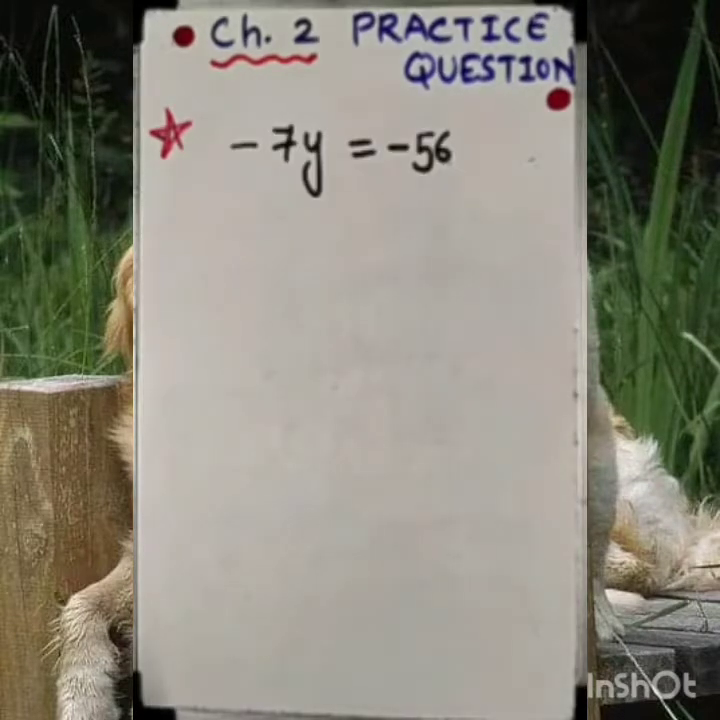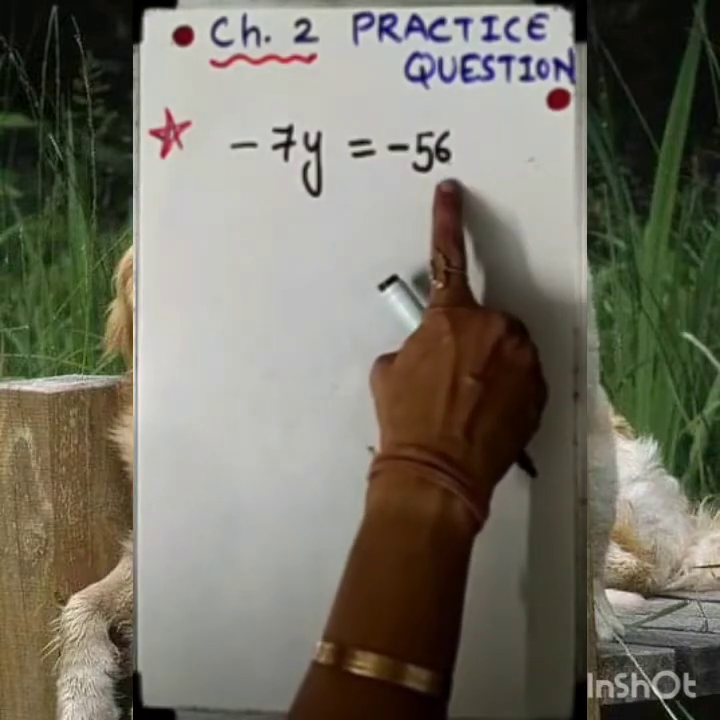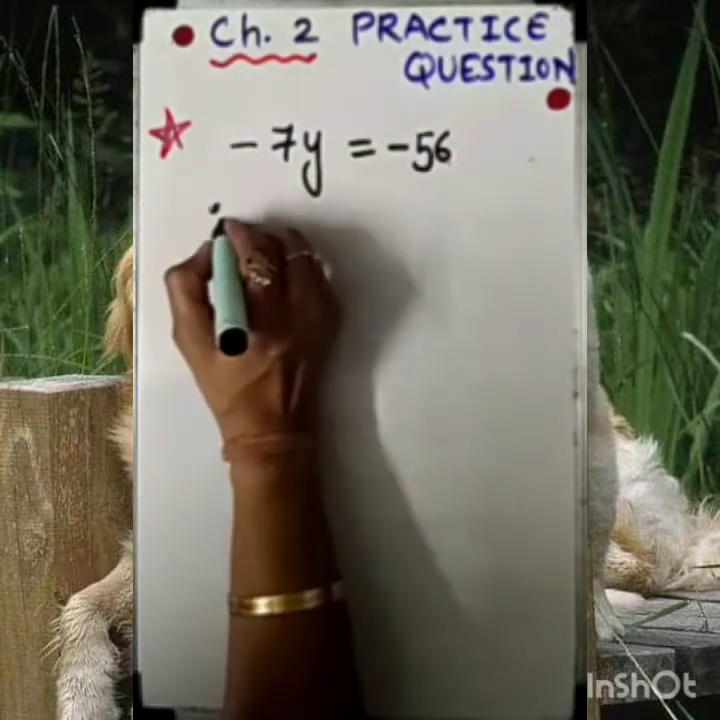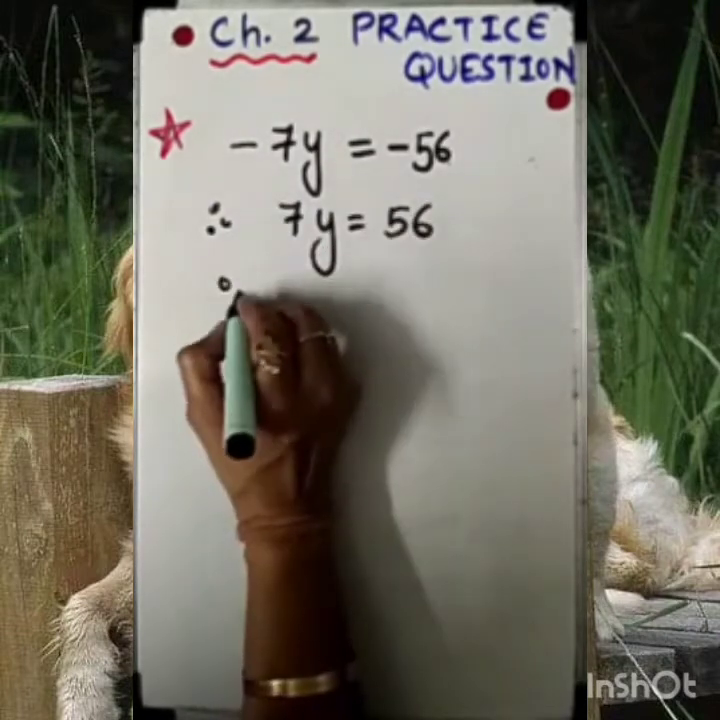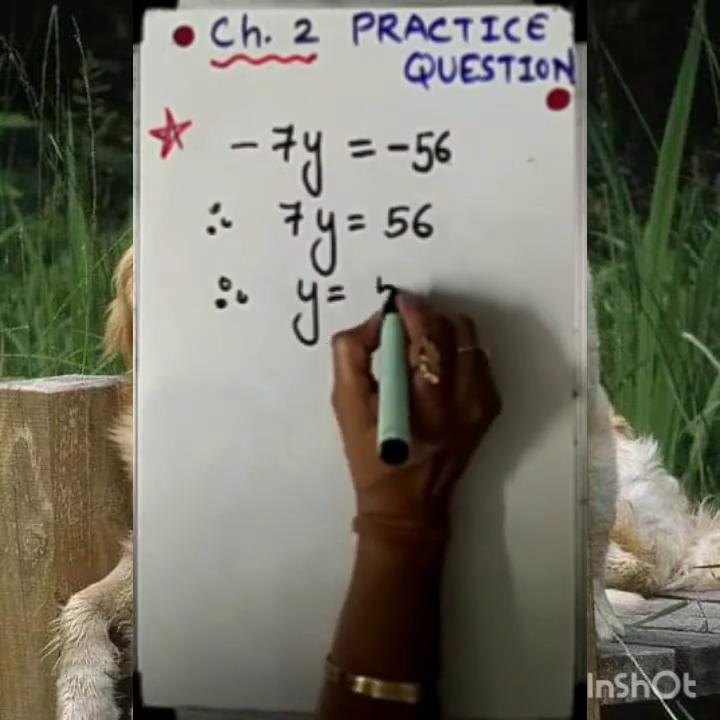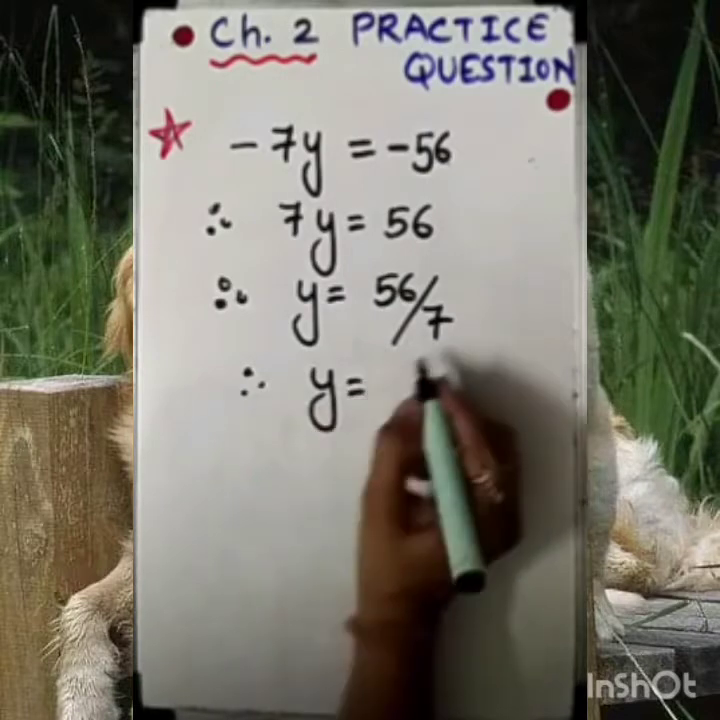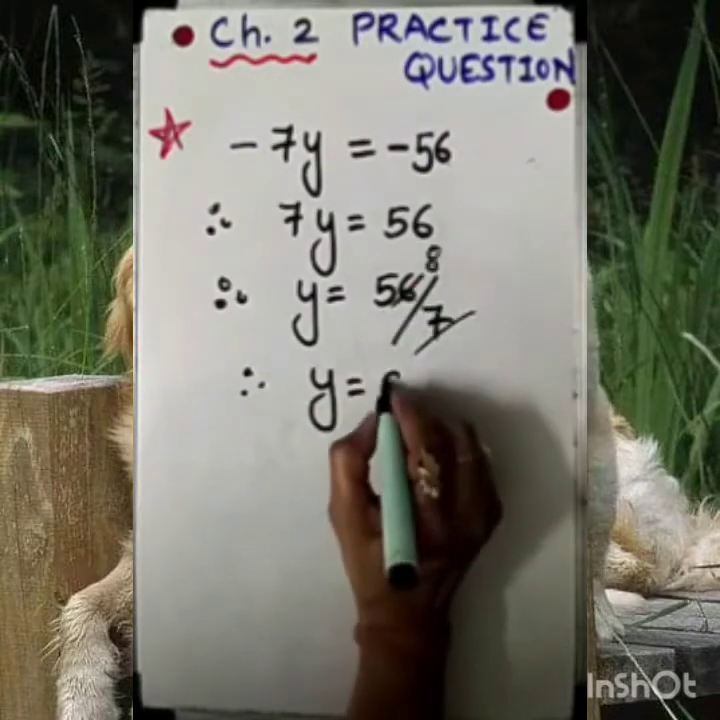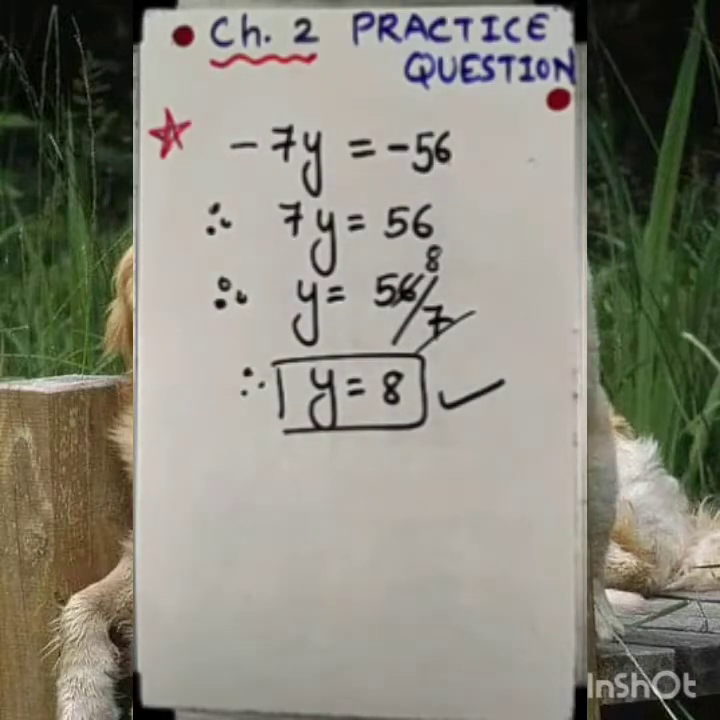minus 7y equal to minus 56, because minus 20 minus 36 is minus 56. So minus minus on both sides cancel. So 7y equal to 56. Therefore, y equal to 56 divided by 7. When we simplify it, we have y equal to 8. So this is the complete solution of this first example.